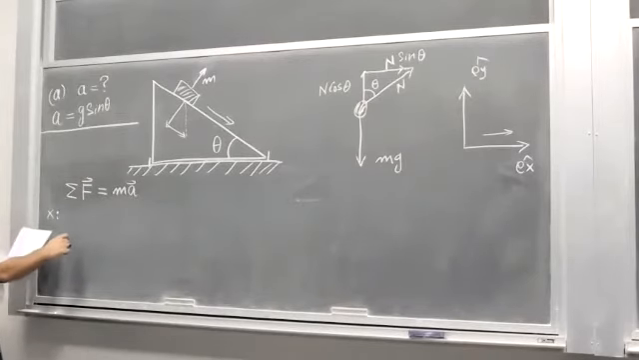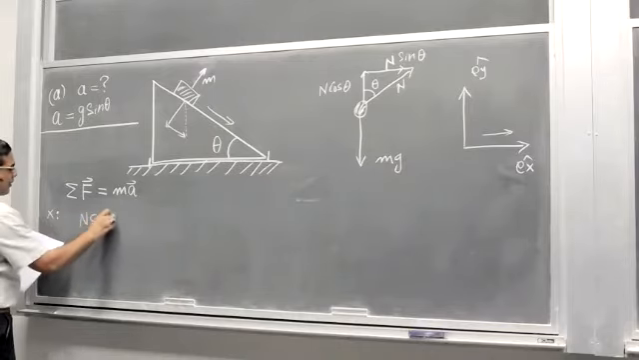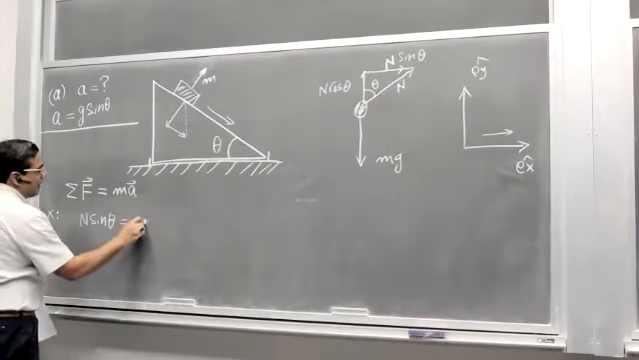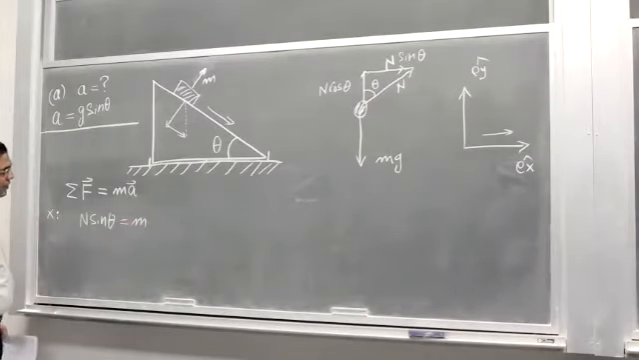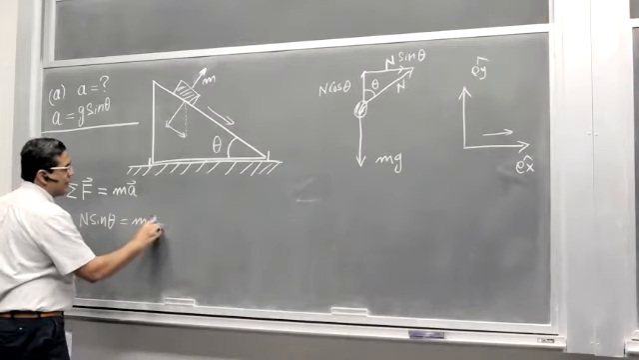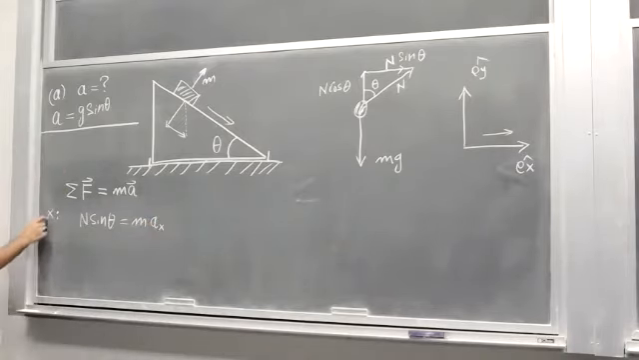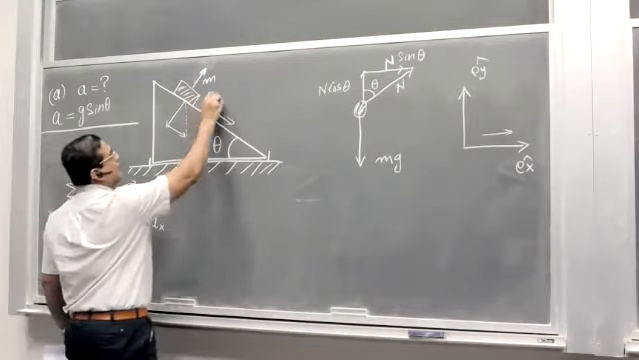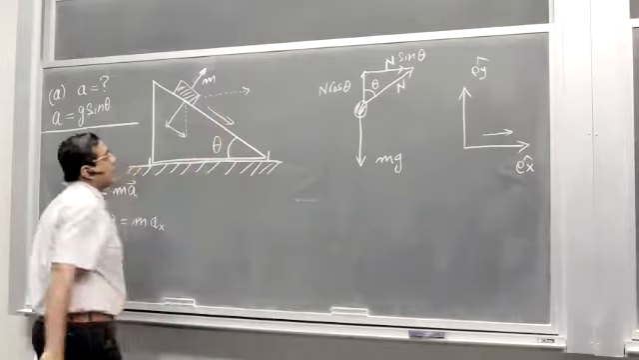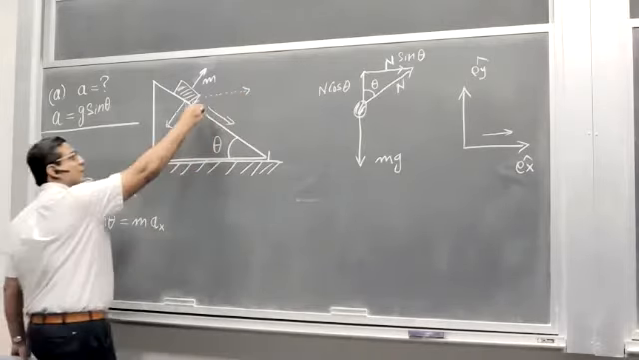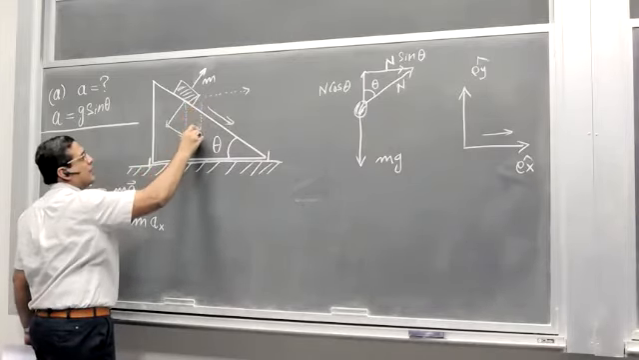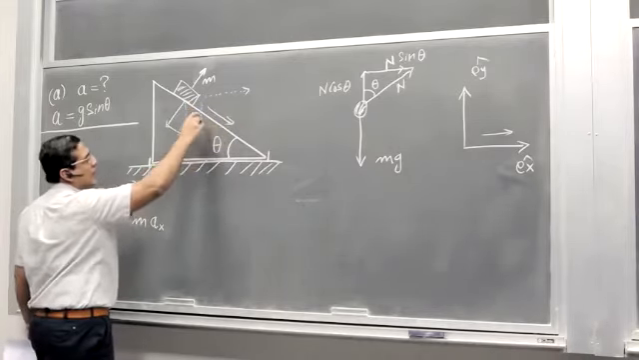So this would be N sine theta, and this would be mass times the acceleration in the x direction. Remember, we're dealing with the x component. So there would be acceleration in this direction, the x component of the acceleration. Of course, the total acceleration would still be in this direction, but now it will have two components, the x component and a y component.